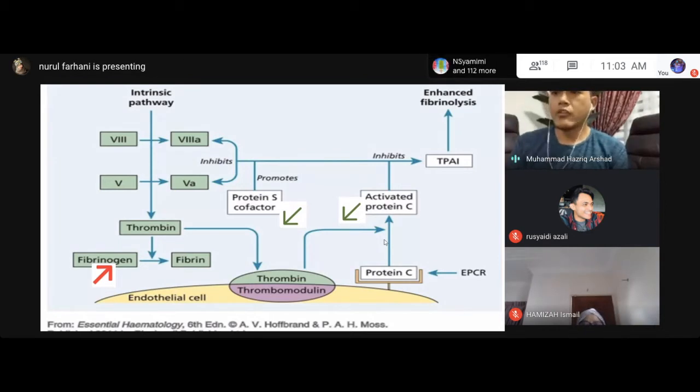And there will be a decrease in protein S, a cofactor, which is an anticoagulant cofactor. The function of protein S is that it will inhibit factor 7 and factors 5 and 8, while protein C will inhibit tissue plasminogen activator inhibitor. So when this inhibitor is inhibited, plasminogen activator will be increased, so there will be enhanced fibrinolysis there. Okay, but we consider that this is how pregnancy is a hypercoagulable state, from the diagrams that I have shown you up till now. Okay, next.